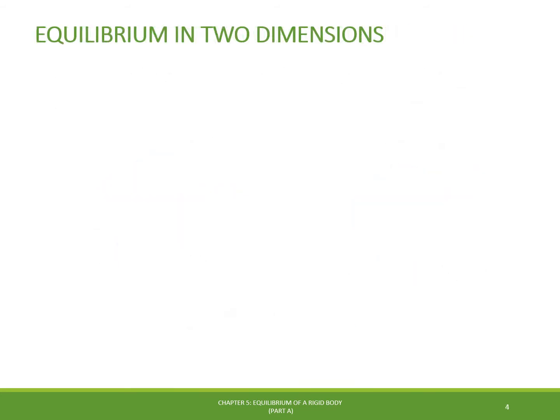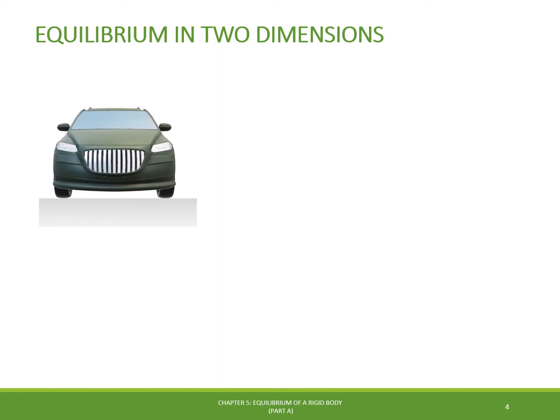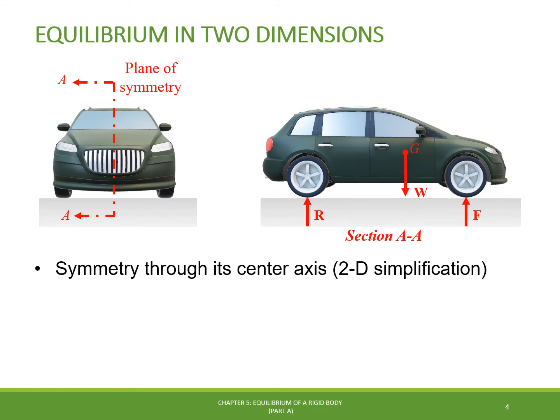As we did in chapter 3 when we studied the equilibrium conditions for a particle, let's start first with the analysis of equilibrium problems in 2 dimensions, in which all forces acting on a rigid body lie in a single plane. For example, consider a car which has a plane of symmetry passing through its center axis. If we pass a cutting line through this center axis, we can consider that the reaction forces on the front and rear tires on the ground and the car weight are symmetrical with respect to this plane, which allows us to solve the forces only for a half of the car geometry in a 2-dimensional configuration.